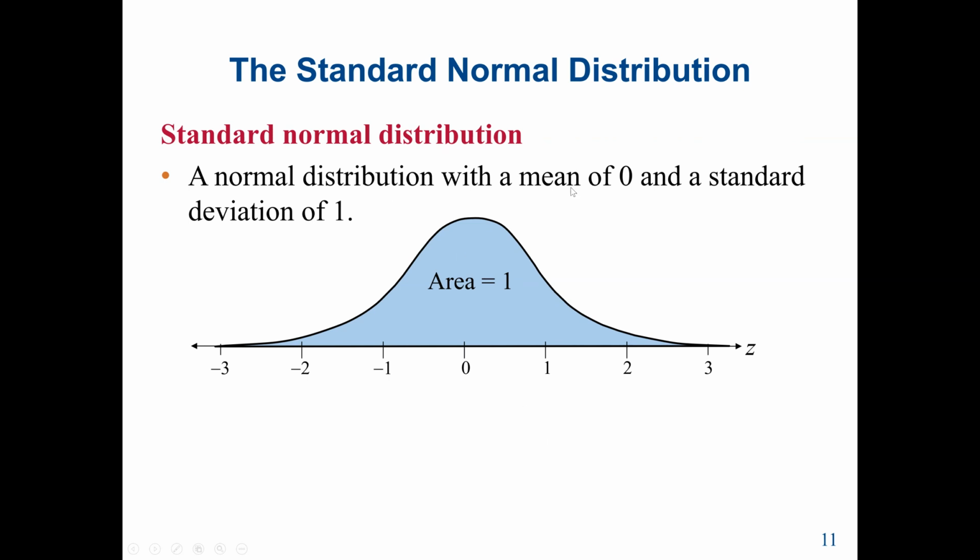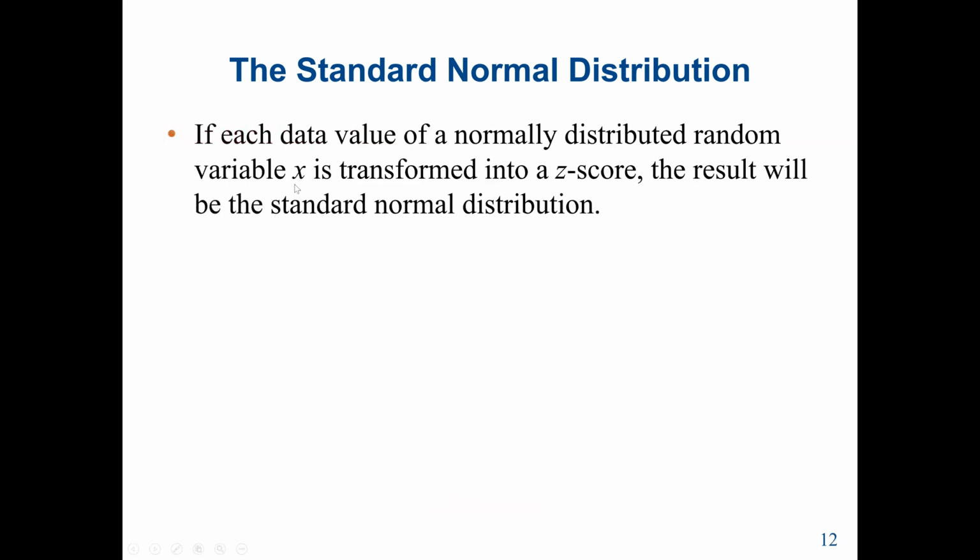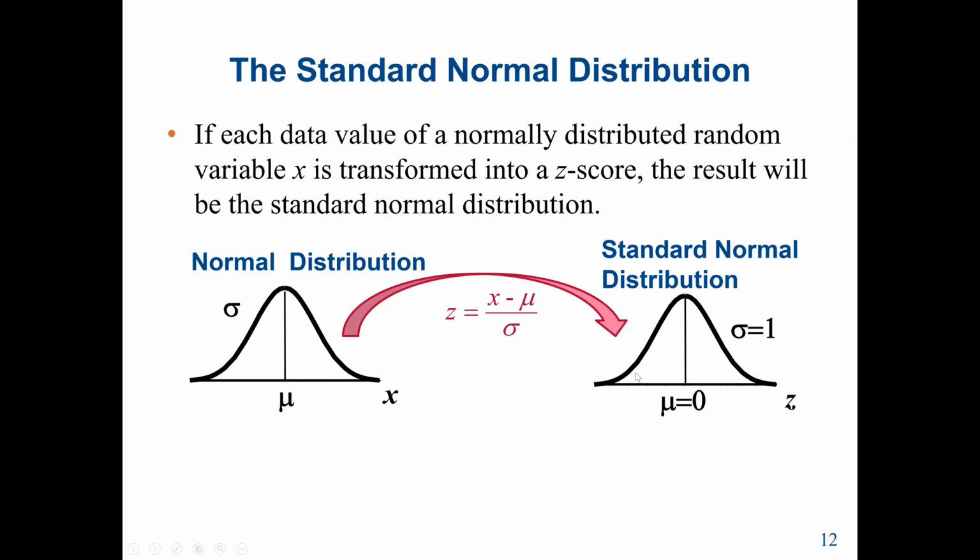So always again, for a normal distribution with a mean of 0 and a standard deviation of 1, the z-score is given as follows. Now, to find the z-score, as we said, it will be each value of x minus the mean divided by the standard deviation. Now, if each data value of a normally distributed random variable x is transformed into a z-score, then the result will be a standard normal distribution, because we can transform each value by subtracting the mean from each value and dividing by the standard deviation. And that will automatically give us a standard normal distribution.